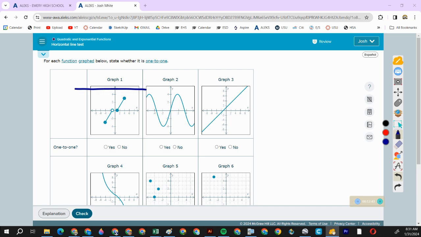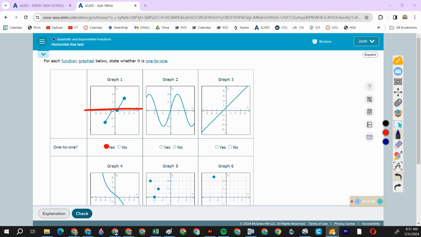So graph 1. If I move that horizontal line around, do I ever hit the graph twice? No. There is one spot that gives us a little bit of a worry right there, but one is an open circle and one is a closed circle, so it's fine. So this passes the horizontal line test, which means, yes, it is one-to-one.